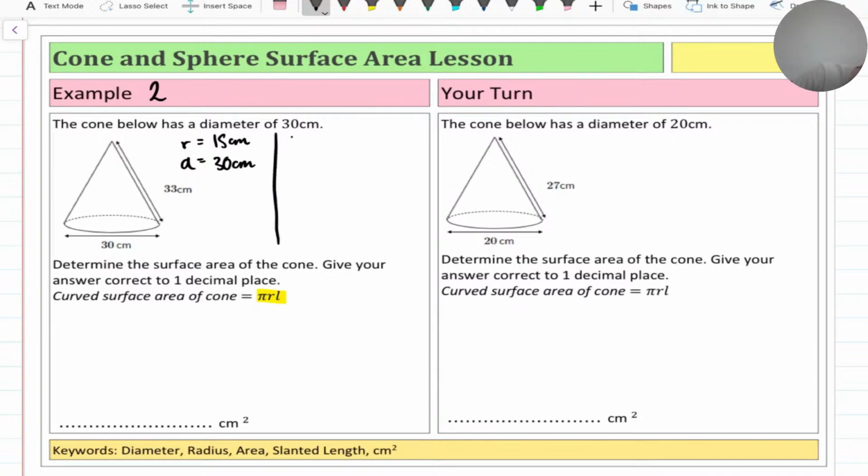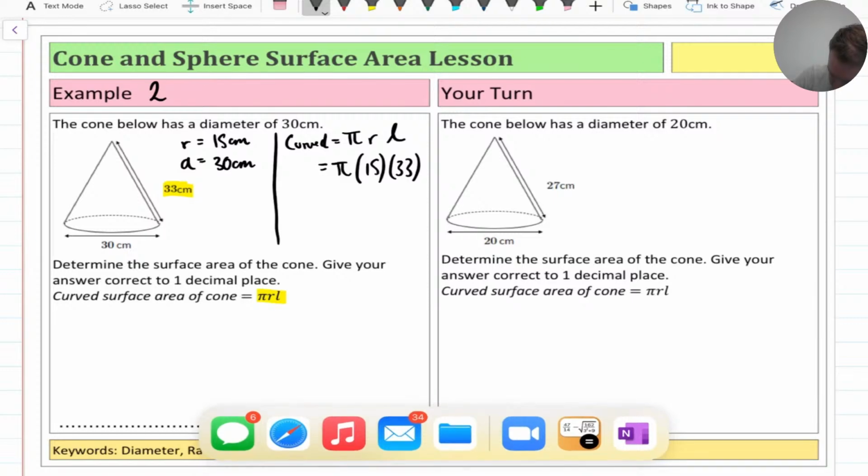So the curved part is equal to pi r L. Now L is the part which is that length, the diagonal length there. So this is equal to pi times my radius, which is 15, times this length here, which is 33. Let's just work that out.